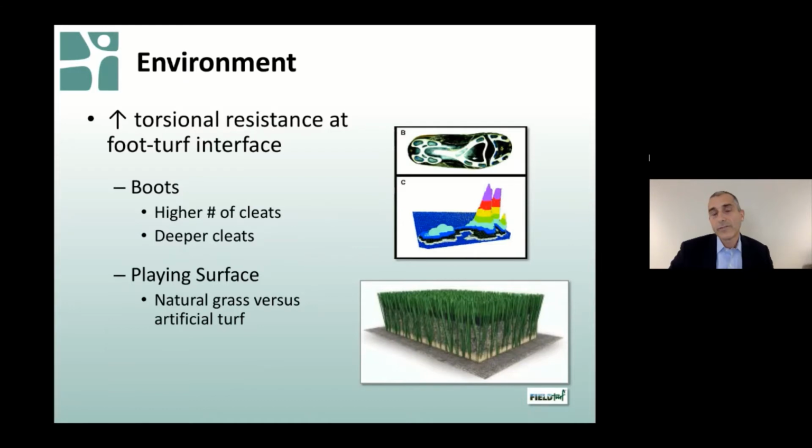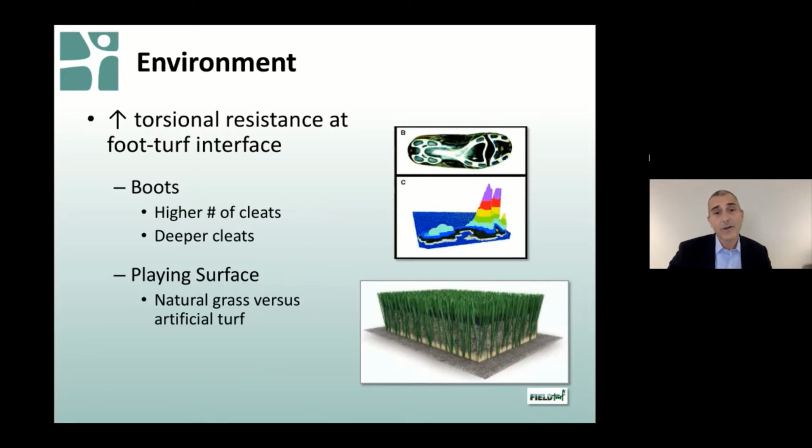One of the universal risk factors is the environment, and this has most to do with the torsional resistance that occurs when your foot meets the ground. The 2 factors to consider here are your cleats or boots and the playing surface upon which the sport is taking place. The higher number of cleats and the deeper cleats will increase friction between your foot and the turf. So athletes are often making a trade-off between traction and being able to change direction rapidly and the importance of avoiding ACL and other ligament tears.